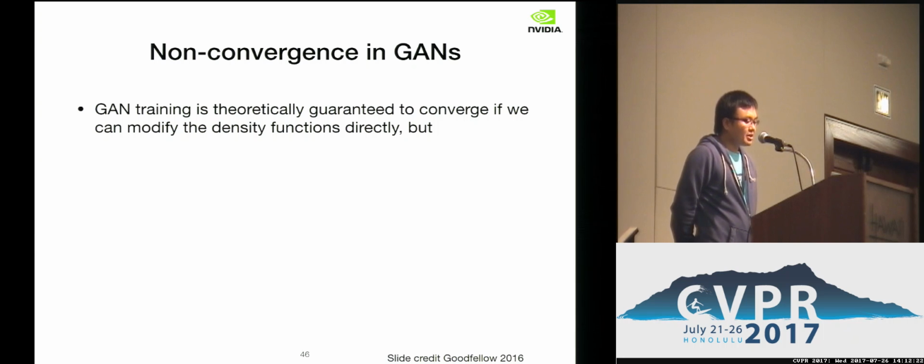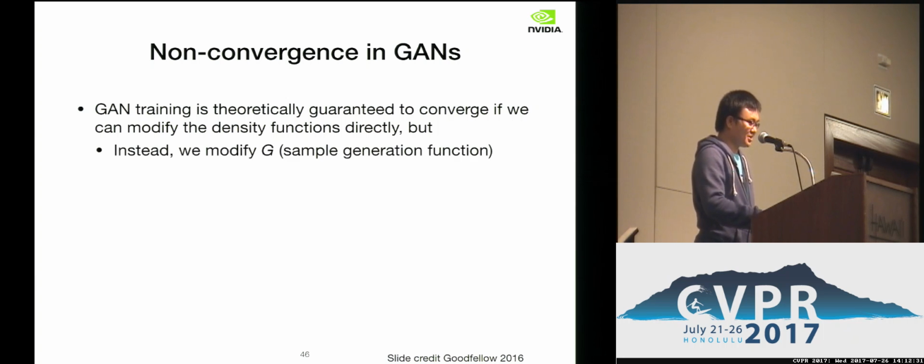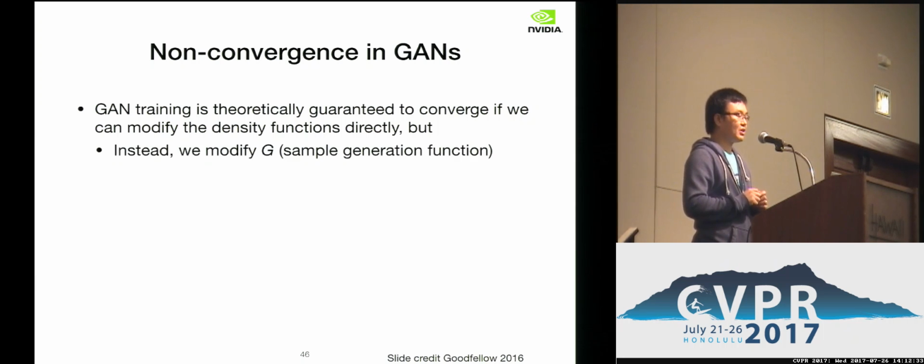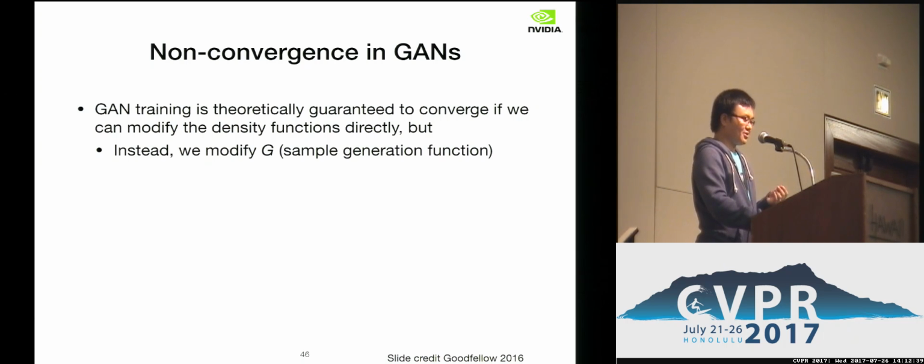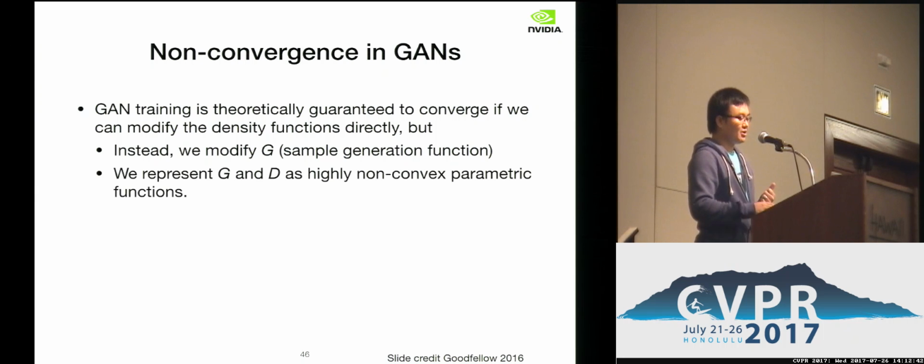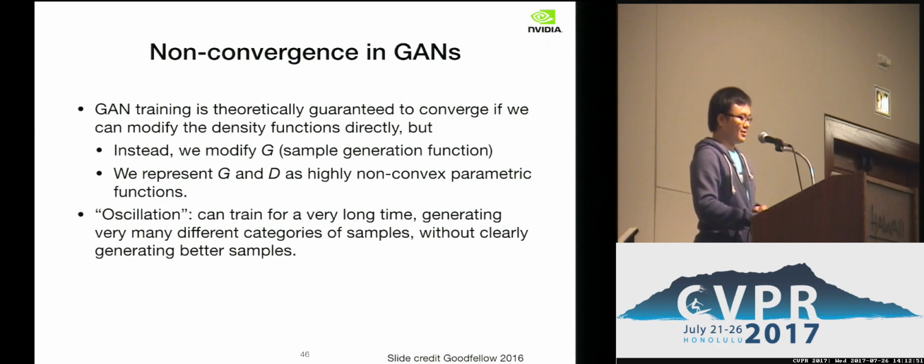GAN training is theoretically guaranteed to converge if we can modify the density functions directly. But instead, we cannot directly modify the density function. What we have is the generation function G. It's not a density function. So instead, we just modify G, and we represent G and D as highly non-convex parametric functions, deep networks. Because we cannot do the ideal thing we want to do and we make this approximation, a lot of problems come in.